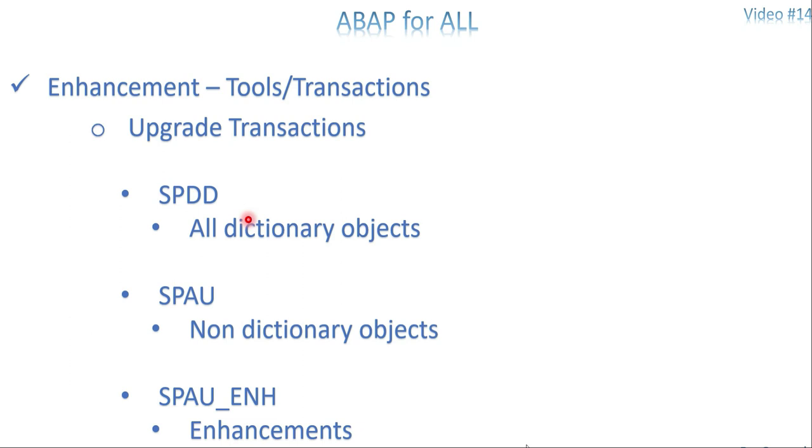And SPAU is the other tool, or transaction, for non-dictionary objects. It has the programs, screens, function modules, classes, enhancements also, BAdIs, BAdI implementations. Everything comes under the SPAU transaction. The basic idea of this tool is that it compares the objects between the previous and the new version, then comes up with a list saying these are the objects that need to be taken care of. Now the call is on the people working on the client side, functional and technical people.